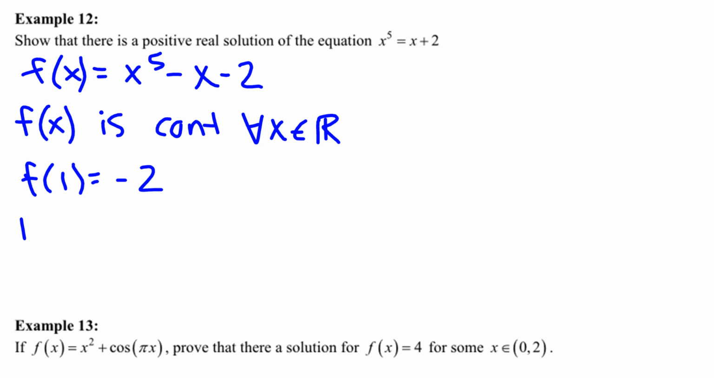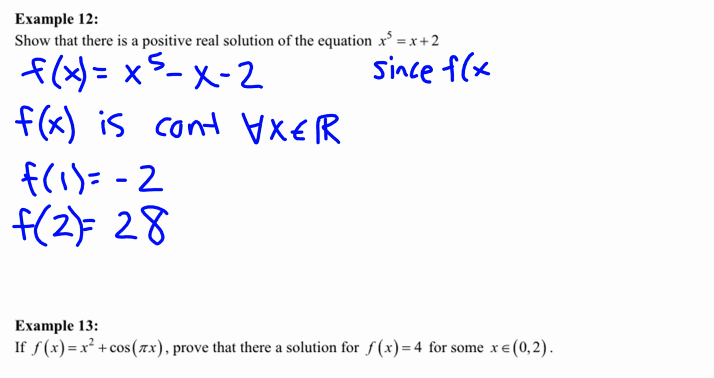Let's try maybe f of 2. 2 to the 5th, I think that's 32. Minus 2 is 30, minus 2 is 28. All right, so that's enough information. Since f of x, I'm going to write this out in all the words here. I'm going to use some symbols.